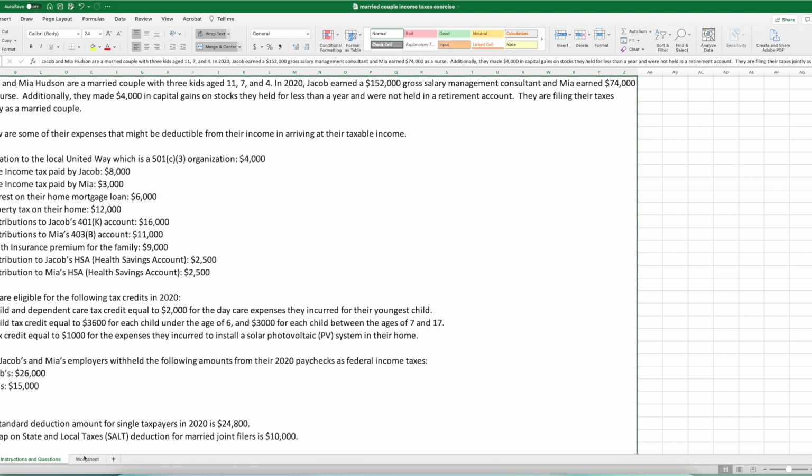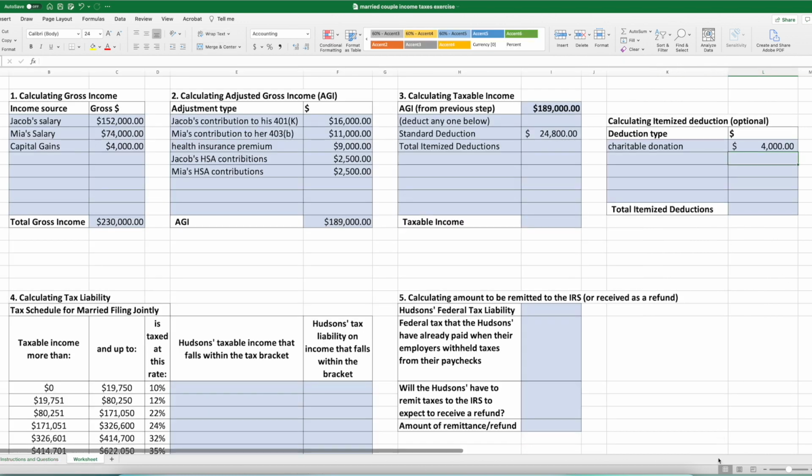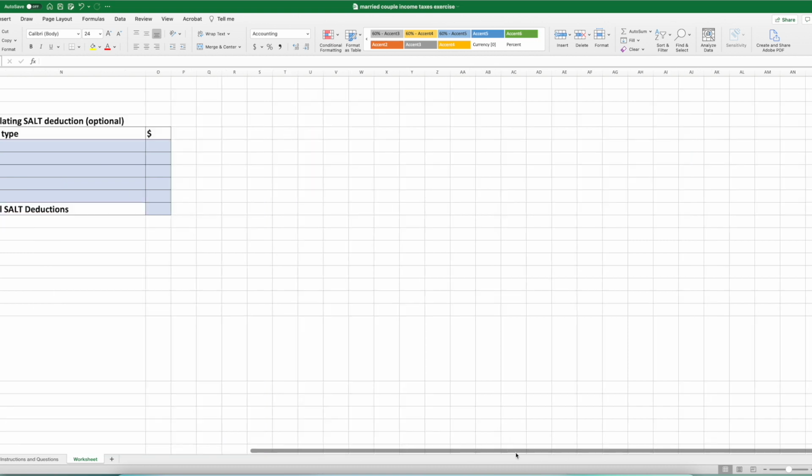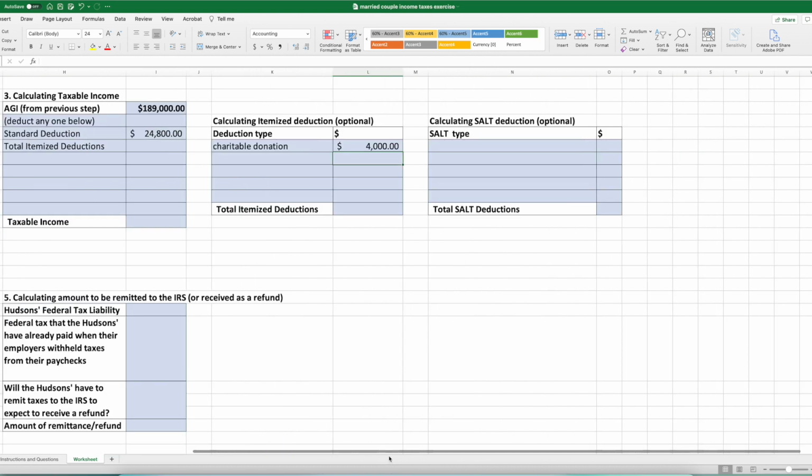Now the other kind of deductions, the state income taxes and property taxes, are part of a group of deductions called SALT. SALT stands for state and local taxes, and we need to see how much they add up to, because there's a provision in the law that says you cannot deduct more than $10,000 in SALT.